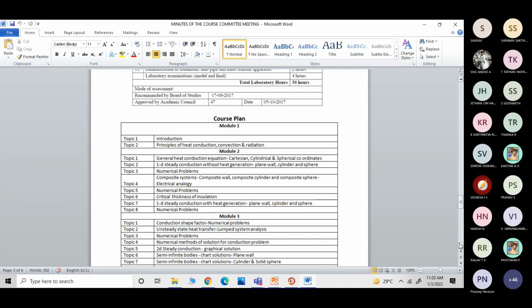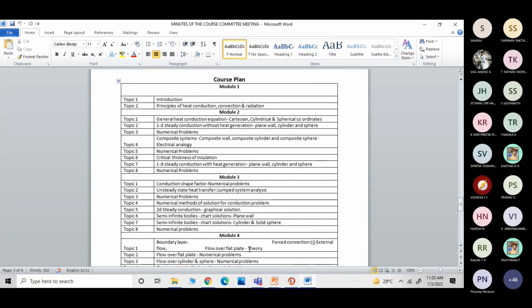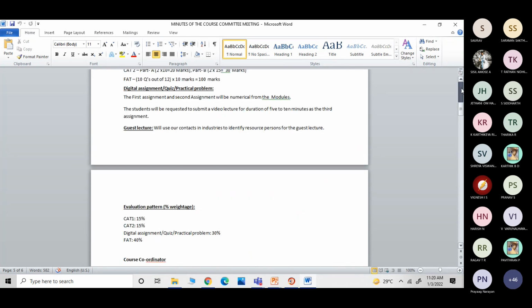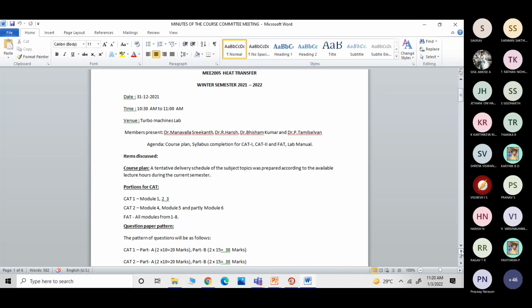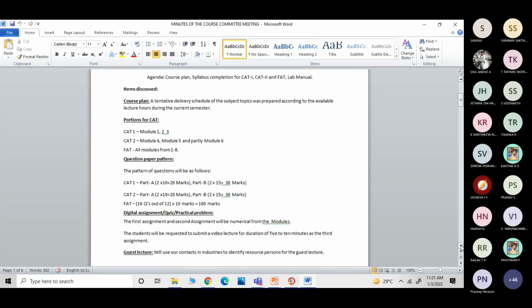One-dimensional heat transfer, numerical problems, composite wall, critical radius of insulation, critical thickness of insulation, and numerical problems in one-dimensional steady state heat generation we will be discussing in module 2. I will be taking 8 hours for that, so 8 plus 2 is 10 hours. In module 3 we will be having conduction shape factor and unsteady state heat transfer. So for your CAT 1, the first 3 modules will be there, whatever I cover up to module 3.